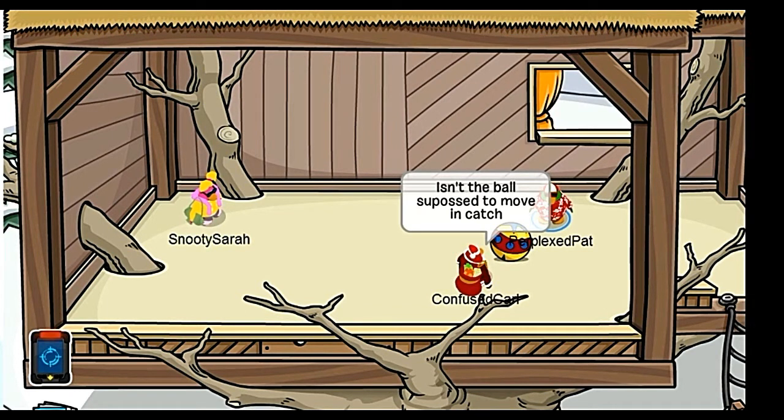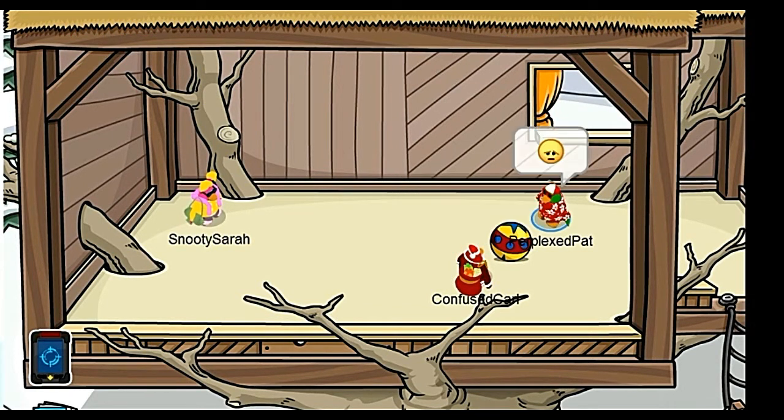Isn't the ball supposed to move in catch? Sad face. Why isn't the ball moving?